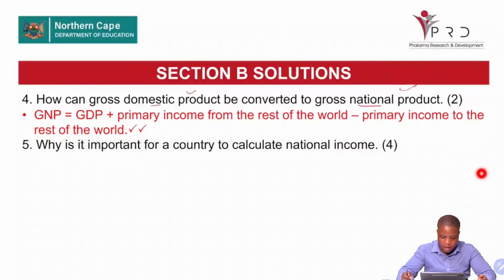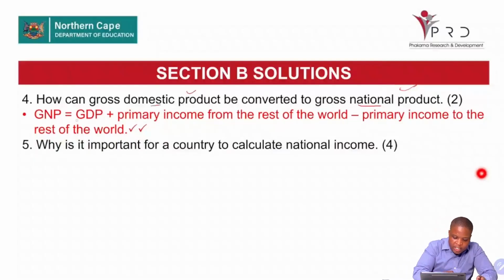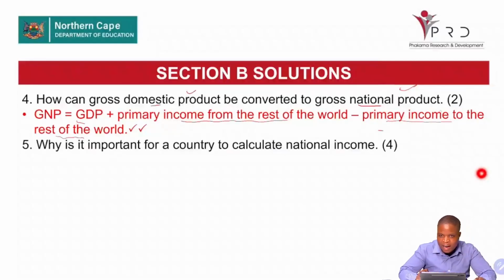So how do you move from GDP to GNP? You say GDP plus primary income from the rest of the world. So you are fetching everything from the rest of the world, from our companies and people who are permanent residents working abroad. Then you minus primary income to the rest of the world. So all the profits and the income from people abroad, you take it back to them. Then you get GNP.